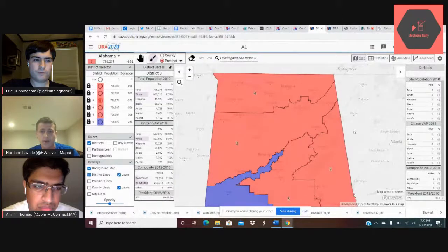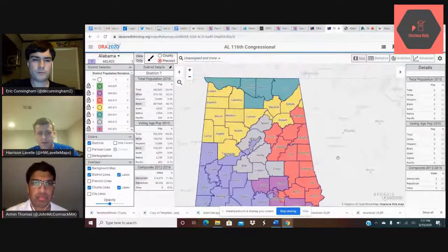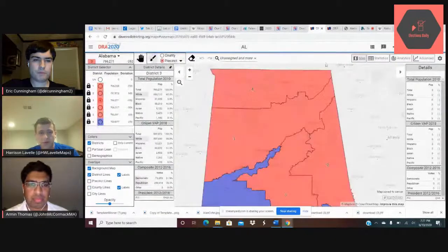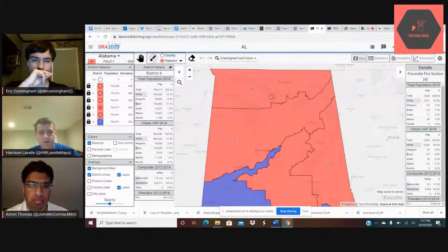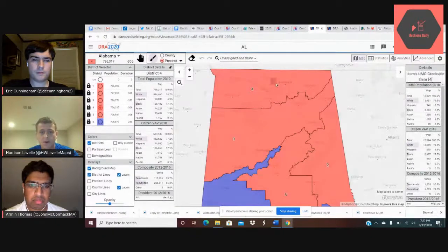This time it's numbered as 3. But again, the territory here doesn't change too much. Some slight changes, but nothing major. I did up here with 4 as well. This is the equivalent of Mo Brooks' seat, another fairly Republican seat, R+18, based around the Huntsville area. And again, Mo Brooks would be fine here.